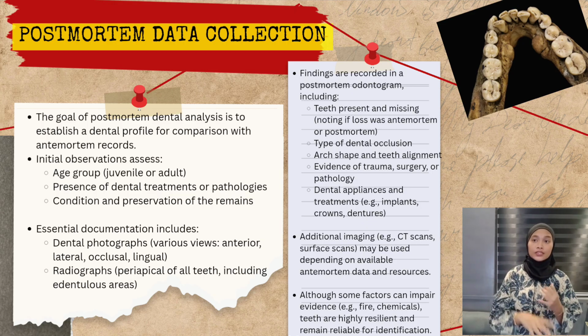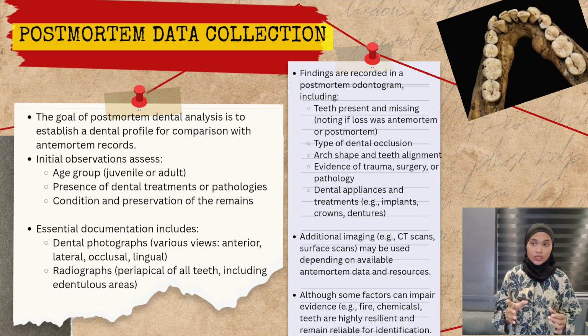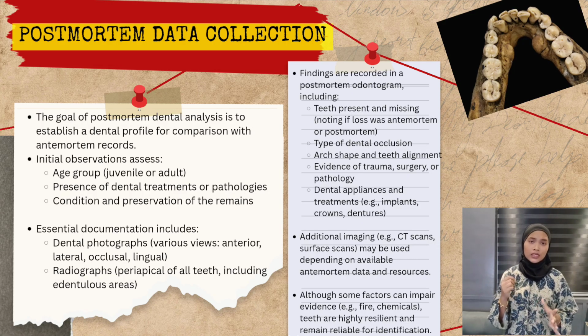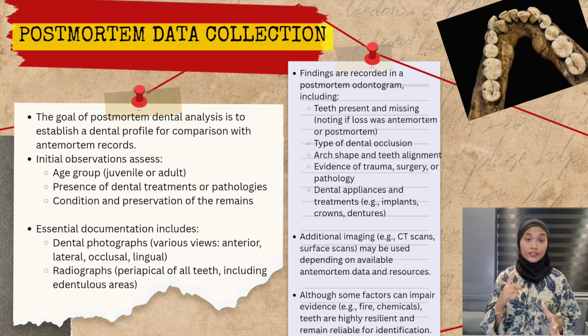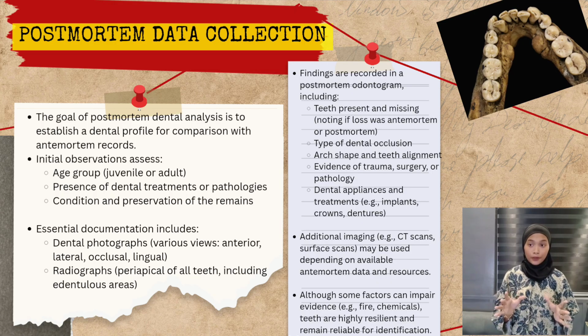The second is the type of dental occlusion, arch shape and teeth alignment, evidence of trauma, surgery or pathology, and also dental appliances and treatments such as implants, crowns or dentures. Next, additional imaging such as CT scans or surface scans will be used depending on the available antemortem data and resources. Although some factors such as fire or chemicals can impair evidence, teeth are highly resilient and remain reliable.